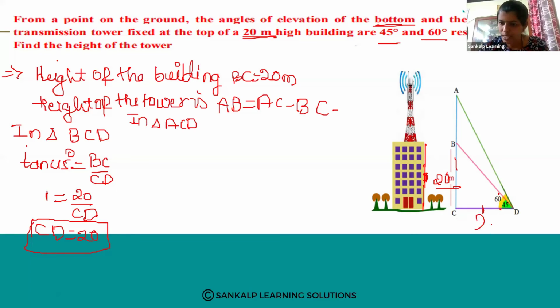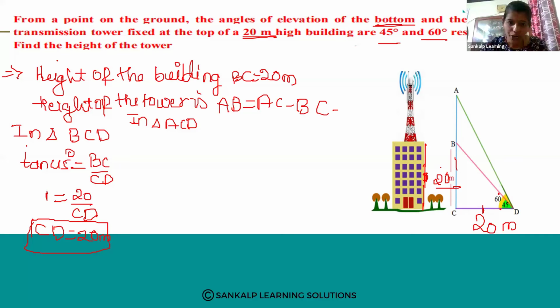We know the value of CD, that is 20 meter. So 20 meter is the adjacent side, and we don't know the value of the opposite side. In the full triangle ACD, the opposite side is AC. We don't know the value of AC, but we know the value of CD, that is the adjacent side.